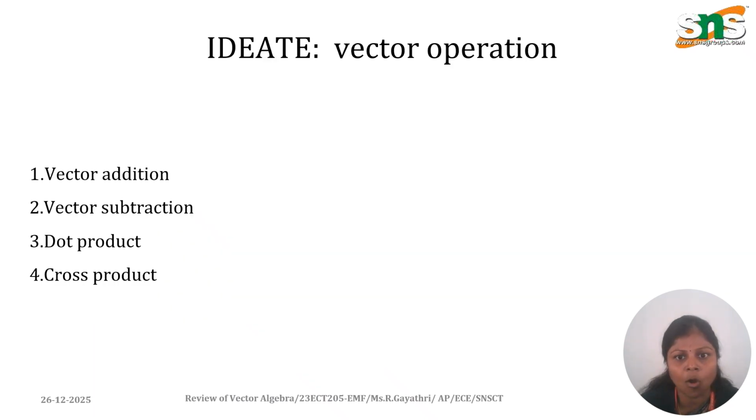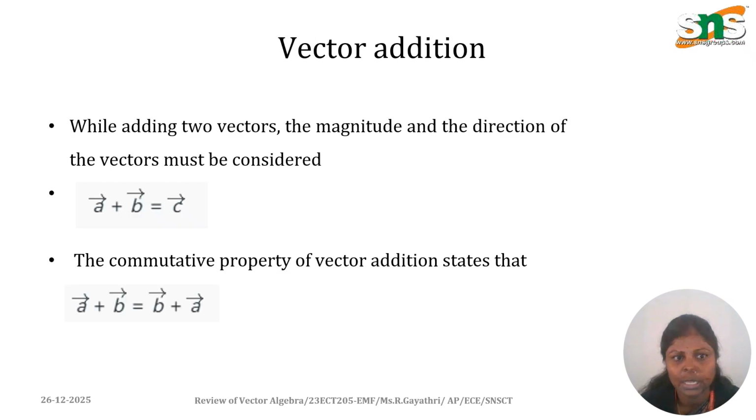Coming to vector operations, there are addition, subtraction, dot product and cross product. Dot product and cross product come under the multiplication of vectors. When we add two vectors, A vector and B vector, we add the magnitude as well as directions of both vectors, resulting in another vector C, where C vector equals A vector plus B vector. Vector addition follows the commutative property, where A plus B equals B plus A.